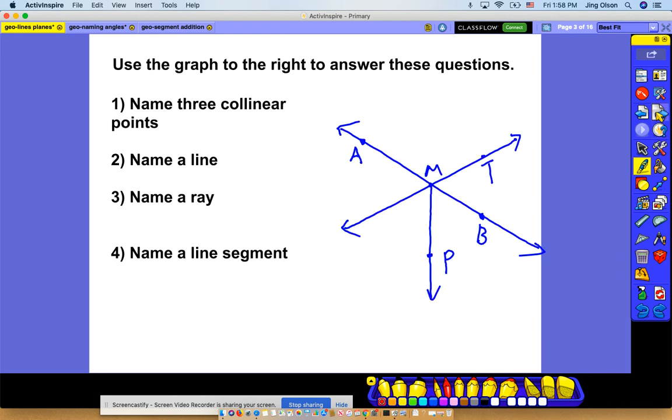We're going to go ahead and use what we just learned to answer some questions. First one, name 3 collinear points. We just went over this word. Collinear means points on the same line. Linear means line, co means together. So can you name 3 points on the same line? Yes, I can say there is point A, point M, and point B. They're on the same line.